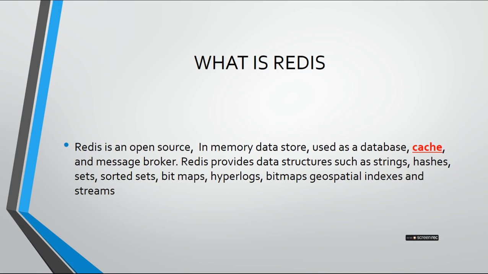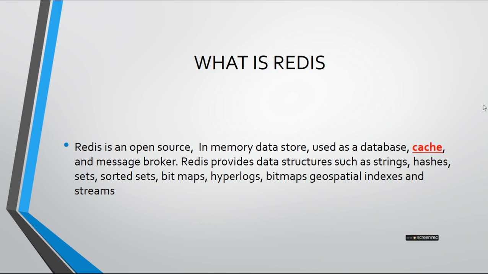So what is Redis? Redis is an open source in-memory data store used as a database, a cache, and a message broker. Redis provides data structures such as strings, hashes, sorted sets, bitmaps, hyperloglogs, geospatial indexes, and streams. The definition you are seeing here, I pulled directly from the Redis website. That is how they have defined Redis. And as you're going to see, Redis is not quite complicated. It's a very simple key-value data store that is very useful when it comes to caching.